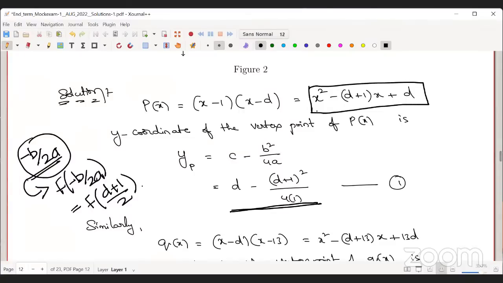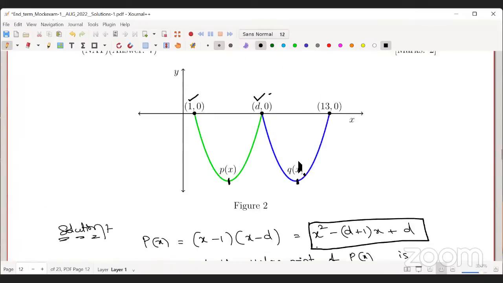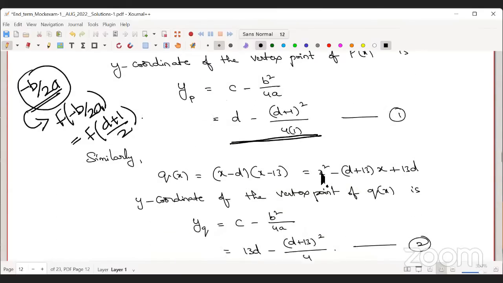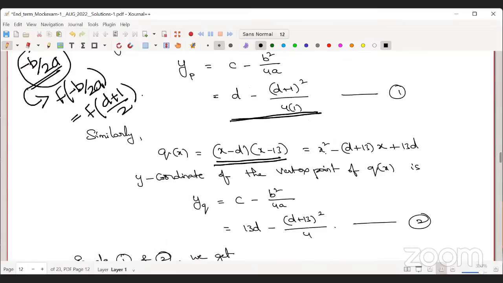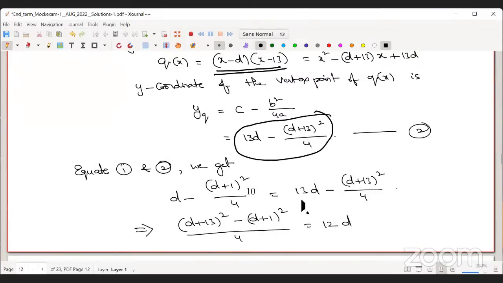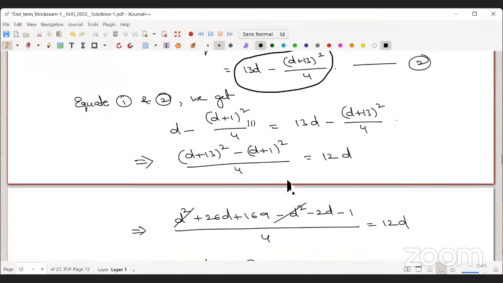Similarly, you try to do it for Q(x), because you know the roots of Q(x) are D and 13, and the leading coefficient of Q(x) is plus 1. So now you can compute Q(x). Again, you compute the y coordinate of the vertex of Q(x), and it is given that the y coordinates of the vertices of P(x) and Q(x) are the same. So now you equate them and solve this equation. Is it clear now?